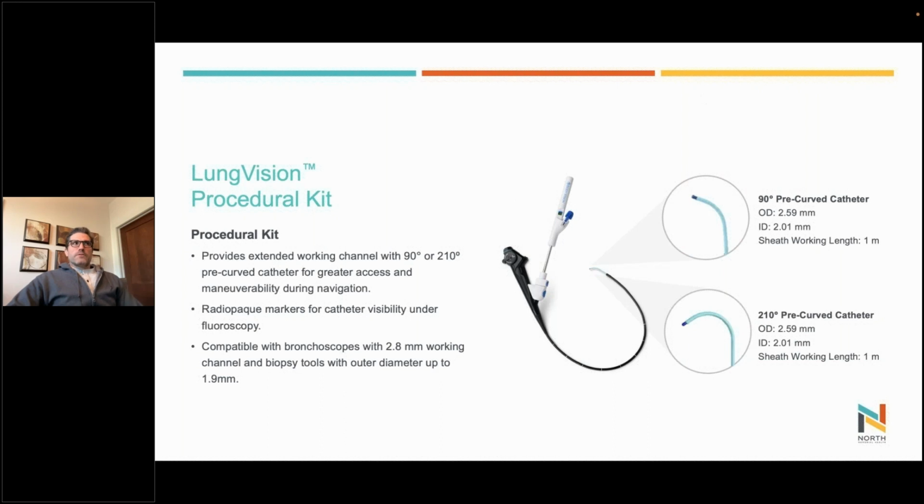If you're familiar with the other EBUS platforms, these catheters work very similarly to any other extended working channel that you've used, except that they've thought about the difficulties in localizing the tip of your extended working channel, and they put radiopaque markers in there to help you see where the end of your catheter is, to know where your tools will be coming out under fluoroscopy, which has been very useful.